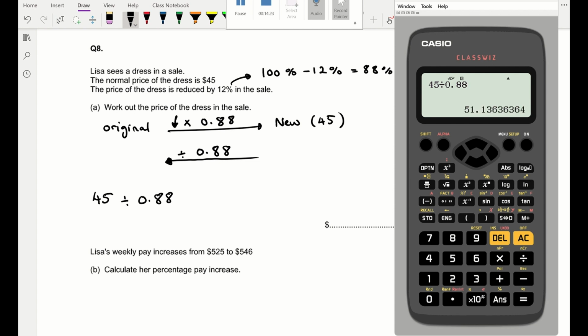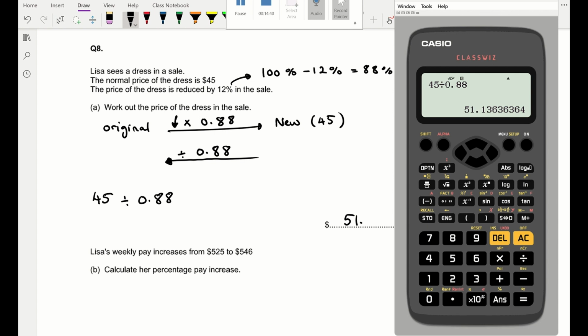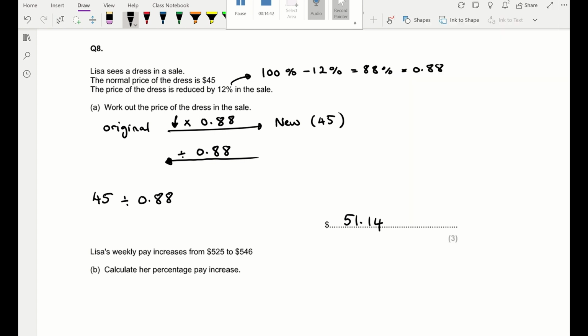I've pressed the SD button twice. And it's 51.14 because this 6 rounds the 3 up. And because we're looking at money, I'm rounding to 2 decimal places. So 51.14.